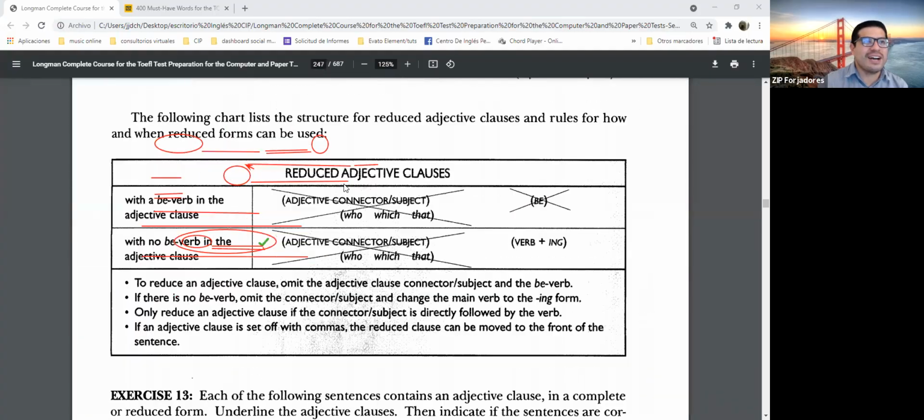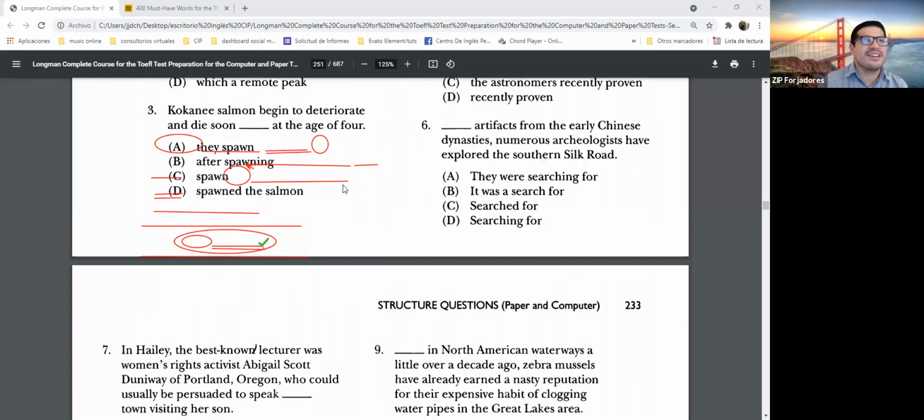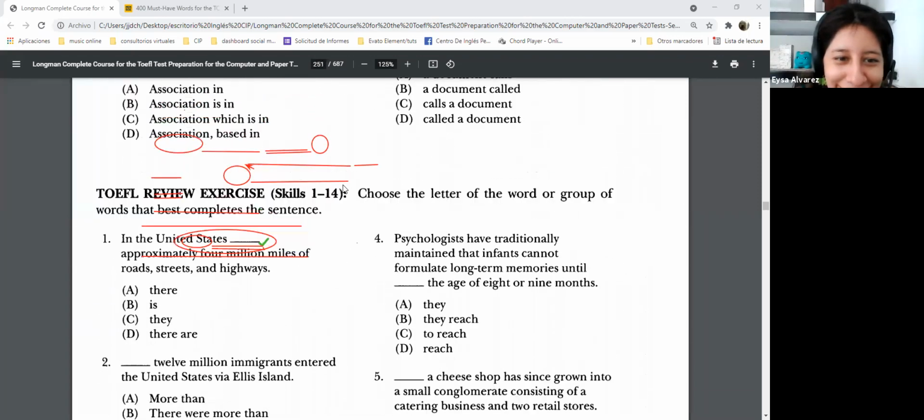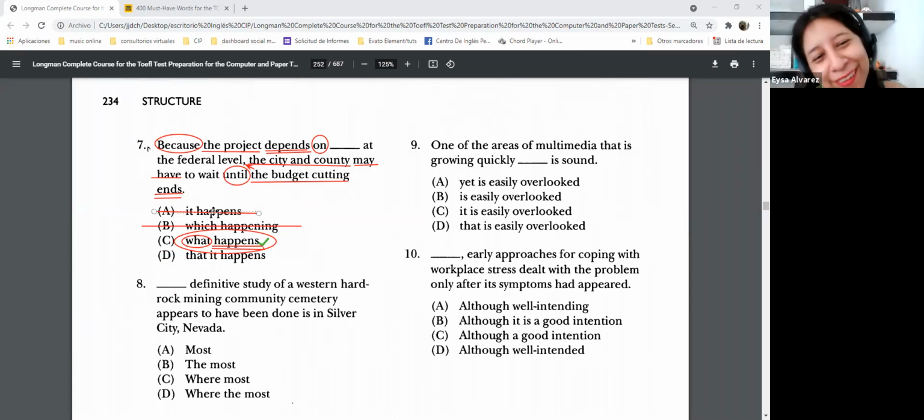So we don't have which in this exercise, I guess. Only one. All right, and the second is this one. Which is a noun clause connector, yes, but we don't have a verb happening. So you said that you chose letter B. Why can't it be letter B? Because it's not a reduced clause.